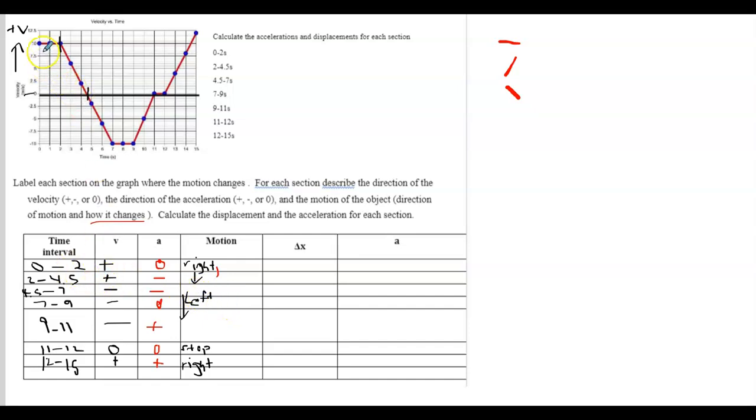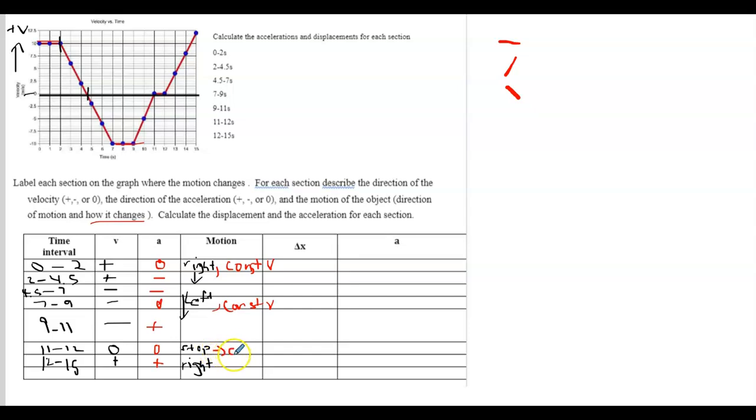So for 0 to 2, because the acceleration is 0, that means it's just constant. Anywhere I have a 0 acceleration, it's just going to move at a constant velocity. So constant velocity from 0 to 2, and from 7 to 9, it's got a constant negative velocity moving to the left. And if it's already stopped and it has an acceleration of 0, it's staying stopped. So it's stopped and remaining at rest.